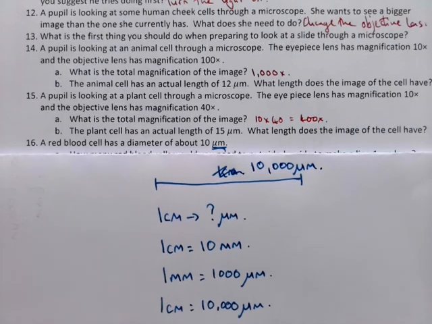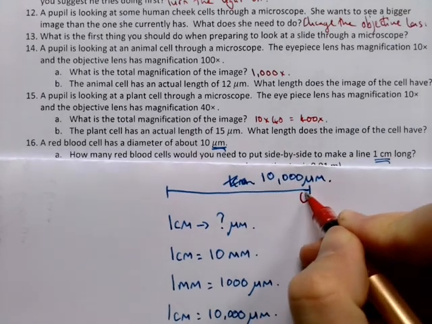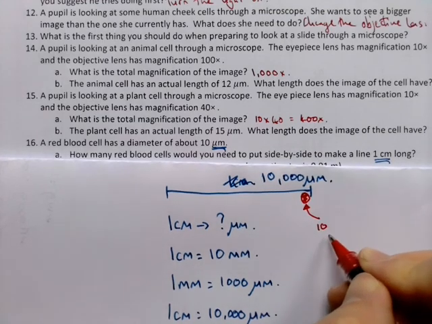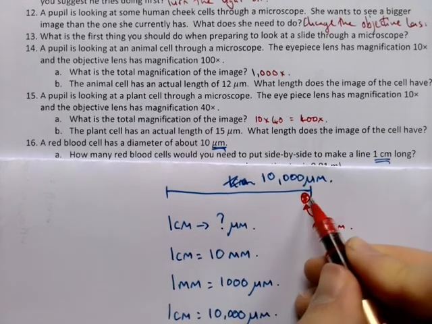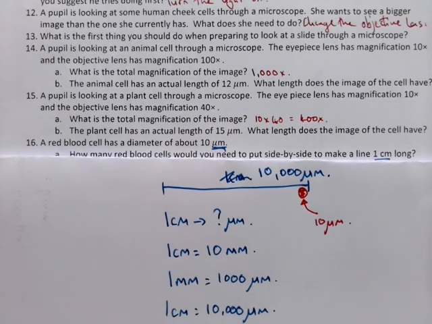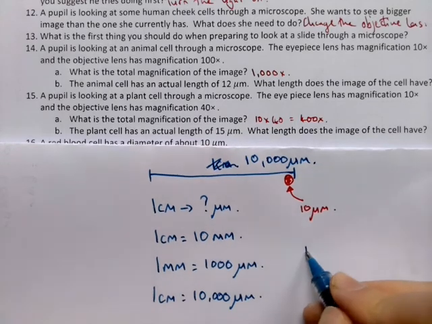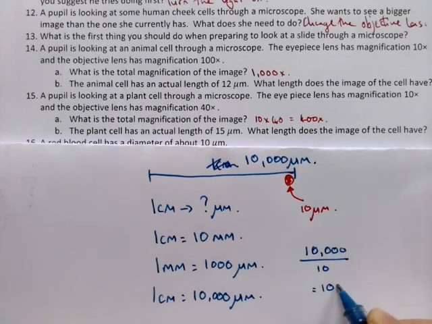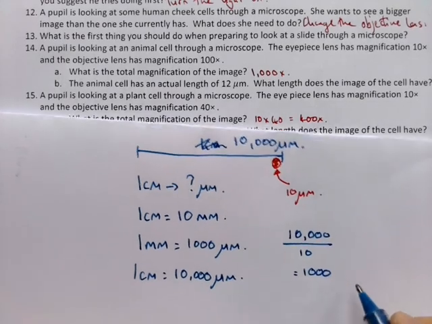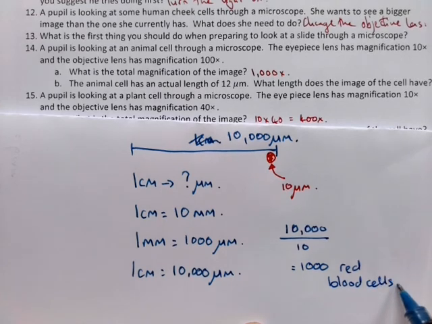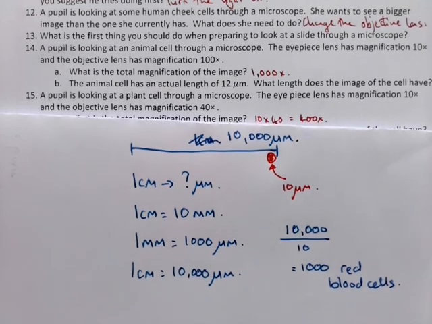Now, if I've got a red blood cell, or my red blood cell here, this is 10 micrometers, from one side to the other side. How many of those can I fit into 10,000 micrometers? Well, that's an easy sum to do. It's just 10,000 divided by 10, which is 1,000 red blood cells. Okay, so good job if you got that one. That was a little bit of a tricky unit conversion.